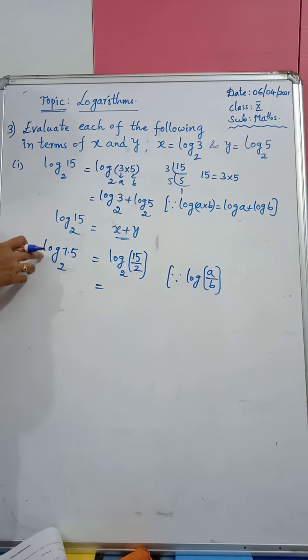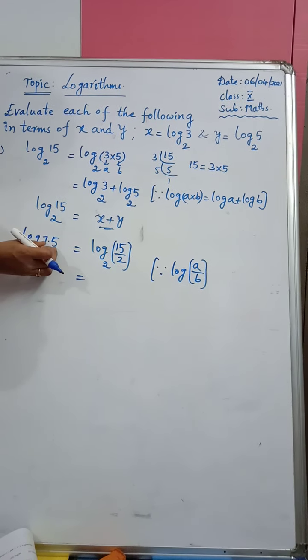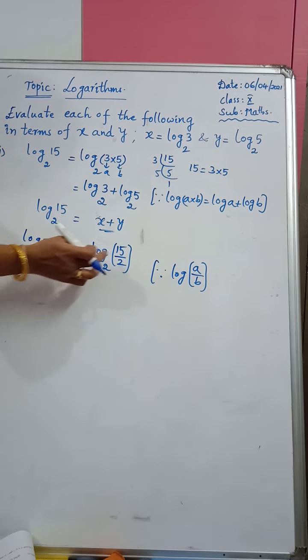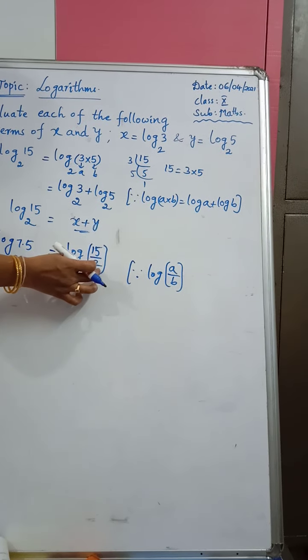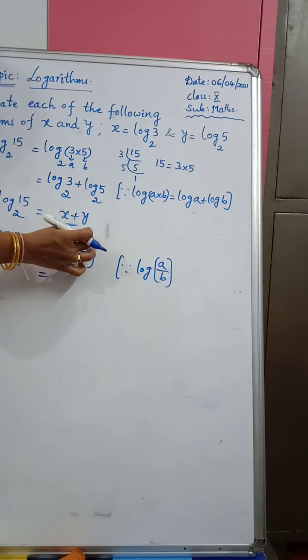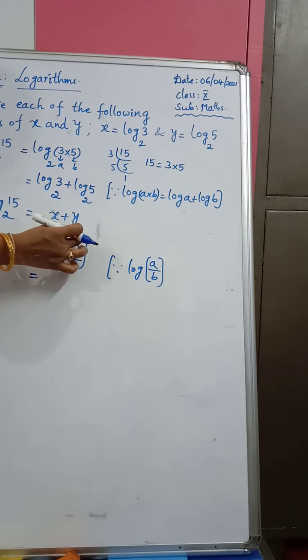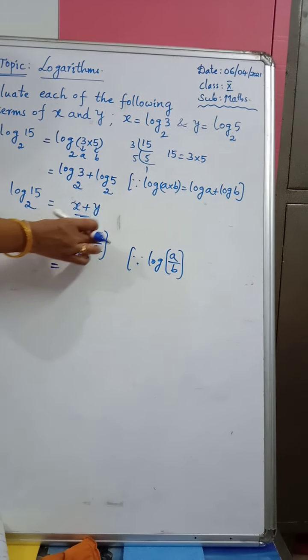Second one is log 7.5 base 2. 7.5 is the decimal form. Convert it into the p by q form. So 7.5 we can write as 15 by 2. Check: 2 ones are 2, 2 sevens are 14, 1 left over becomes 10, 2 fives are 10, and 7.5 comes again. So we convert the decimal form into the p by q form.